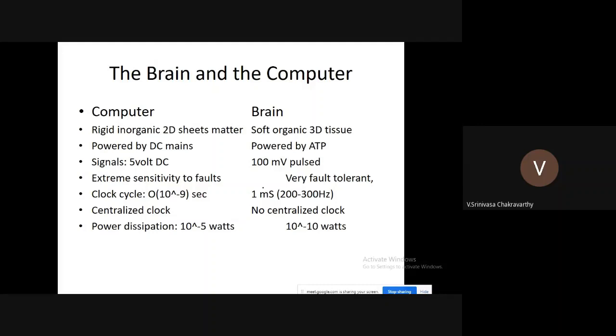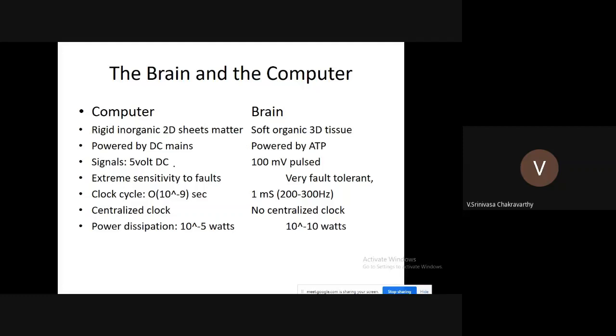There are a lot of fundamental differences. If you leave that one analogy aside, there are a lot of other differences between brain and computer. First of all, a computer, as a piece of matter, is quite hard and is made of 2D sheets of matter. Look at the chips, the printed circuit boards and all that, whereas the brain is a soft tissue and it's a 3D tissue. A computer is mostly 2D, right? And it's powered by DC mains, and the brain is powered by ATP.